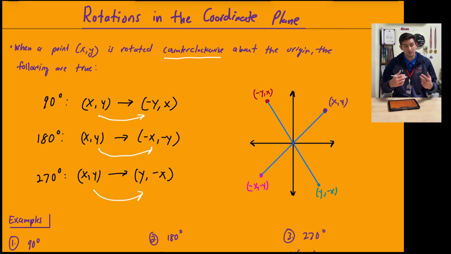270 is similar to a 90. We are switching the coordinates again, but this time we're going to make the original x coordinate opposite, right? So this is what the coordinate rules would look like for counterclockwise.